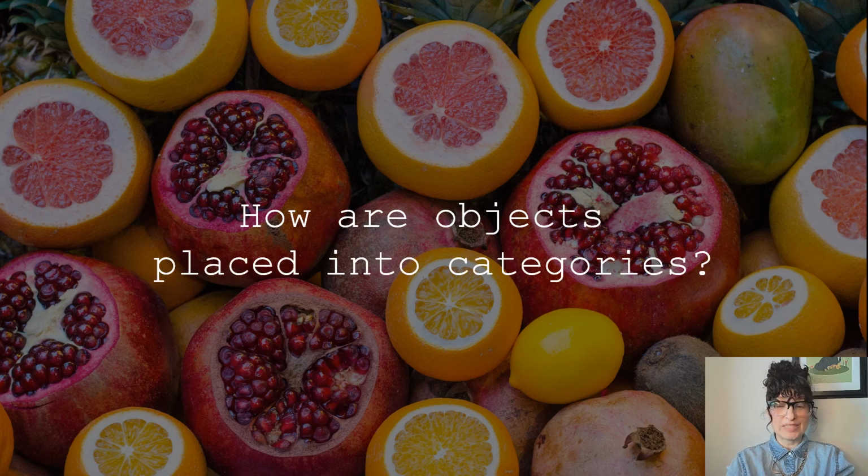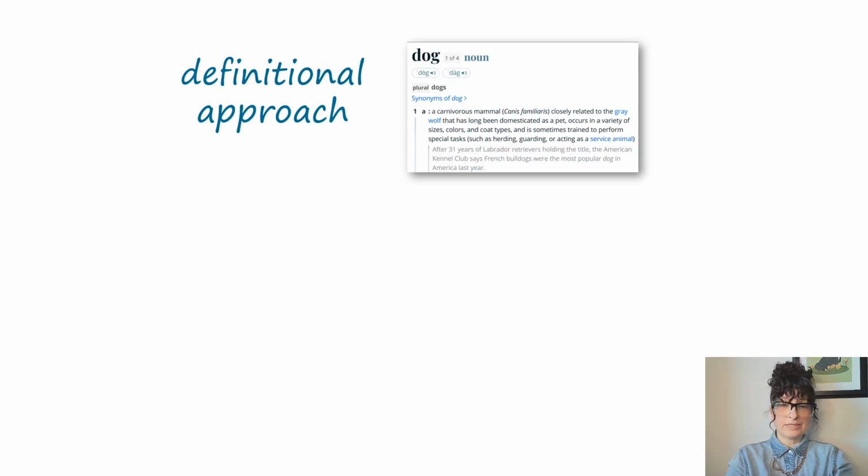So how are objects placed into categories? Let's get into it. There have been essentially three approaches proposed about how people place objects into categories, and I think it's really useful to compare them head to head to start before actually jumping into them in more detail.